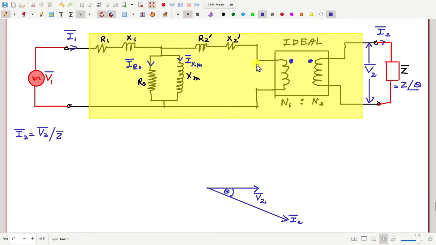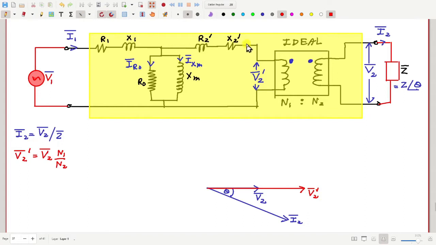Okay, next what can we draw? We may draw this voltage. Let me call this V2 prime. Okay, this is also called the secondary voltage referred to the primary side. How much will be V2 prime? That will be V2 multiplied by N1 by N2. N1 by N2 is known, so we can calculate how much is V2 prime. So maybe that is here. Okay, scaled version of V2. This is V2 prime.